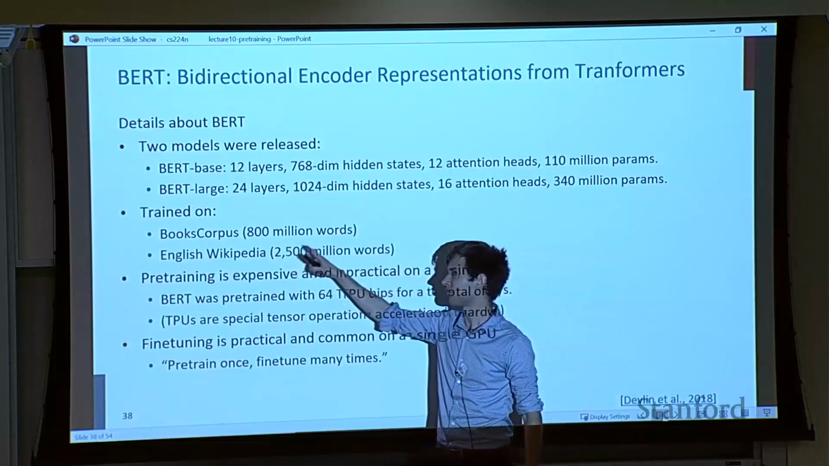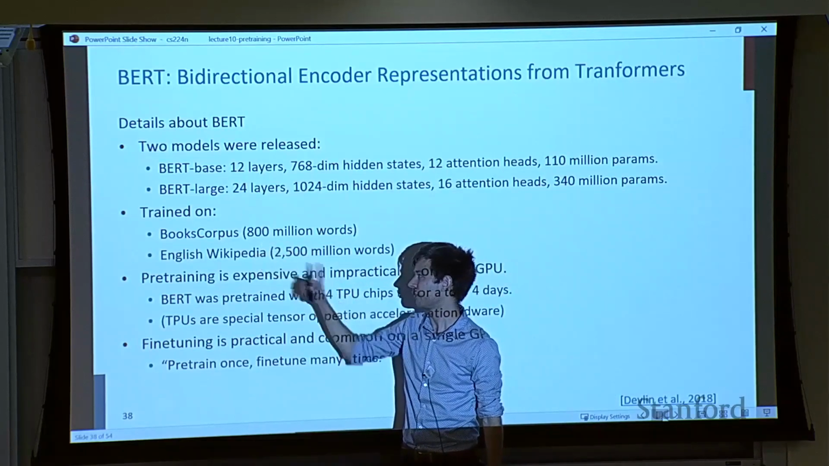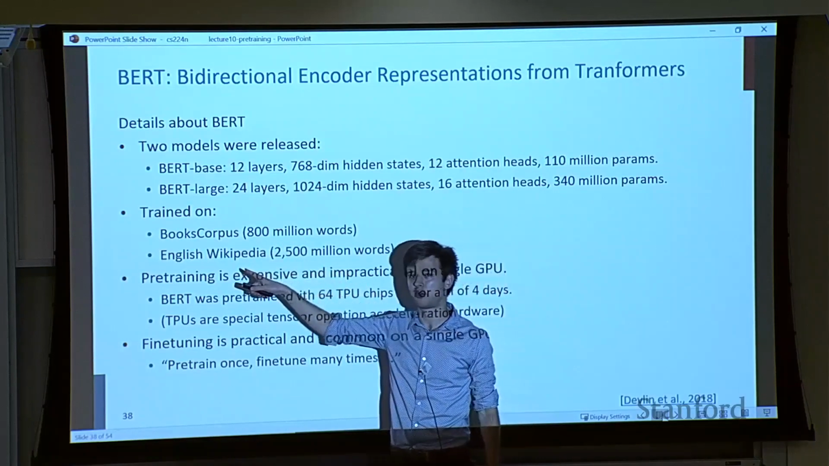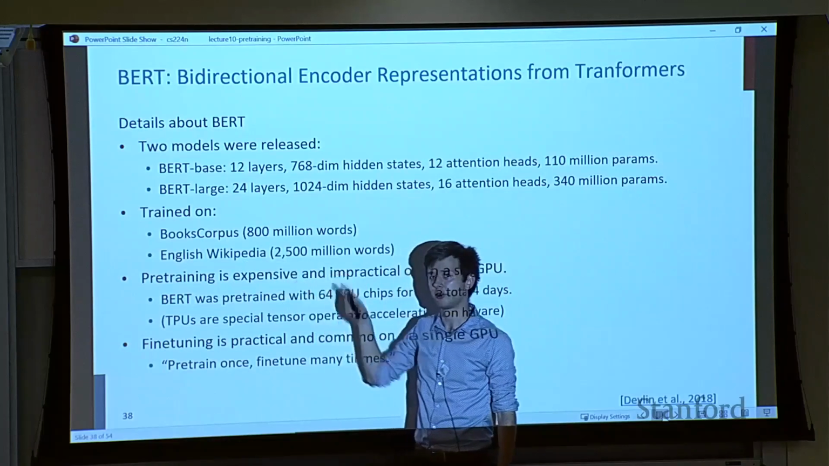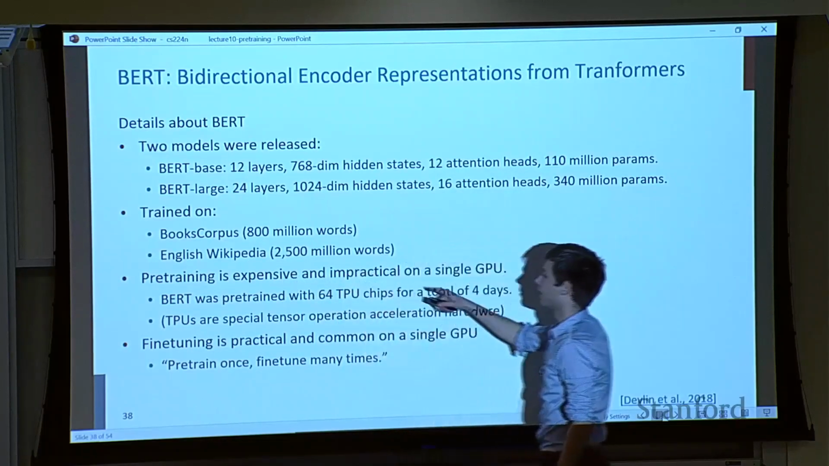So we have BooksCorpus, this is the number of words there. This is the same thing that GPT-1 was trained on, 800 million words. Now we're going to train on also English Wikipedia. It's 2,500 million, so that's 2.5 billion words.